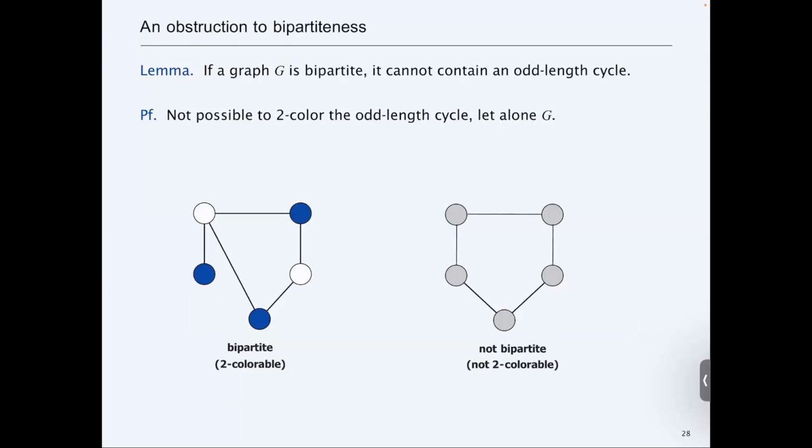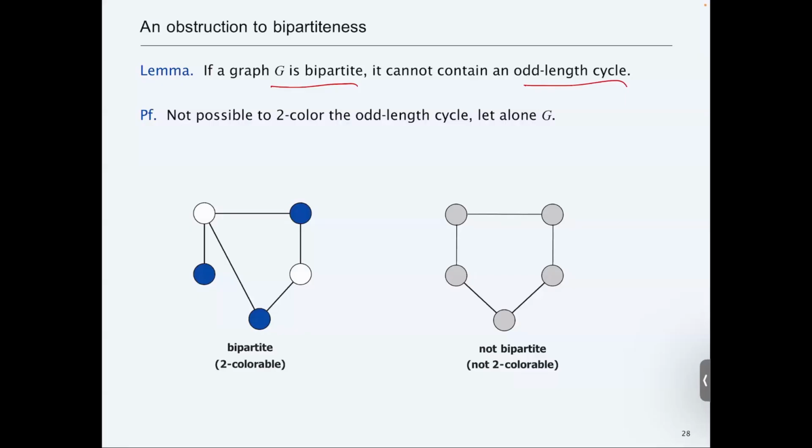What we see on this slide is one of the most important lemmas that we have about bipartite graphs. If a graph is bipartite, then it cannot contain an odd length cycle. And this gives us a very powerful way to recognize whether or not a graph is bipartite. Okay, so why is this true? If a graph is bipartite, it cannot contain an odd length cycle.